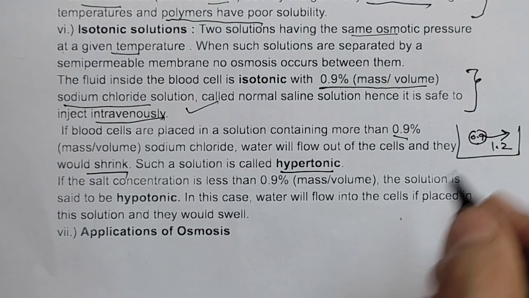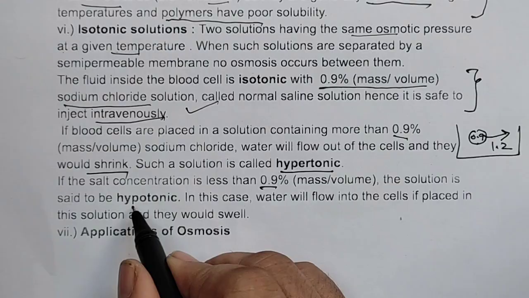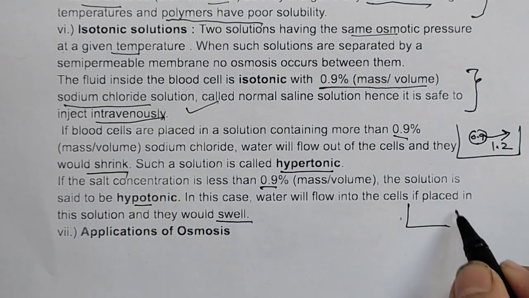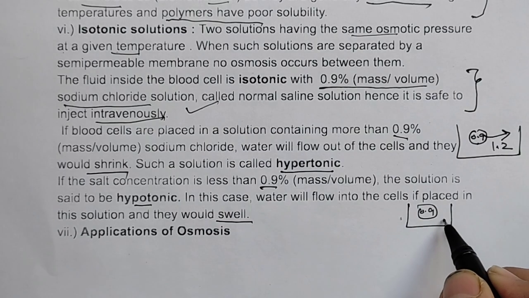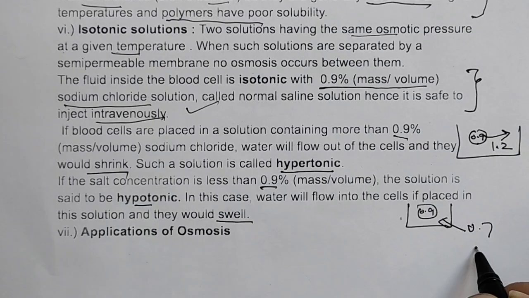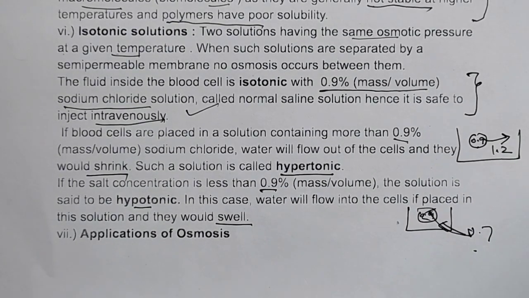And in case it is placed in a solution less than 0.9%, that is hypotonic solution, in this case it will swell. So likewise, if you have this blood cell placed, that is 0.9% is blood, and suppose it is placed outside at say 0.7%. So solute concentration is less outside. Water will go inside and the blood cell will swell. Both the conditions are harmful.